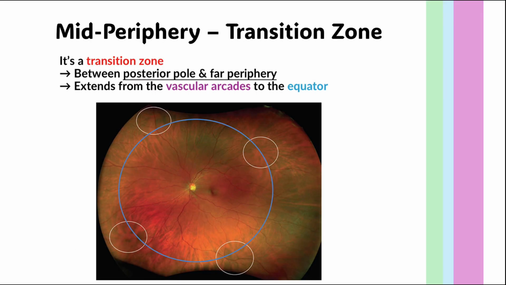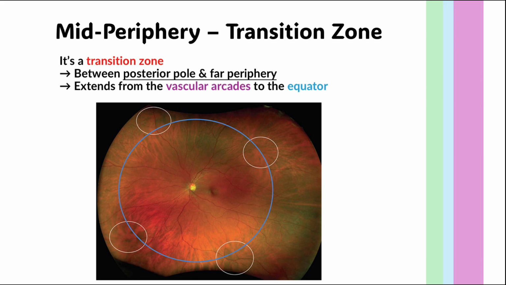Okay, now moving more anteriorly into the mid-periphery, which is really just a transition zone between the posterior pole and the far periphery. So once you cross the vascular arcades, you leave the posterior pole and you enter the mid-periphery. Anatomically, the mid-periphery lies between the vascular arcades and the equator.